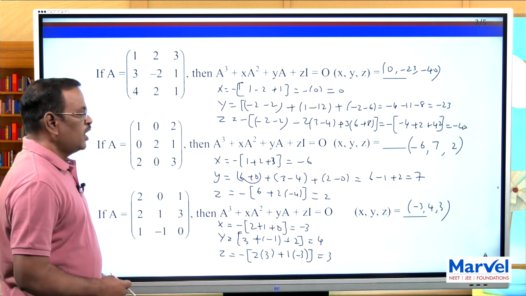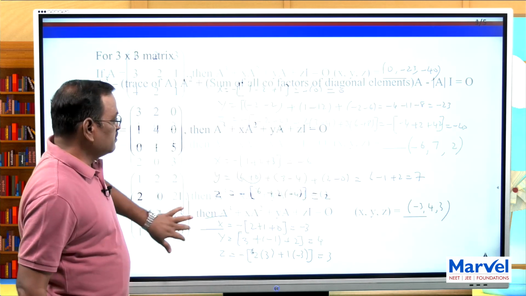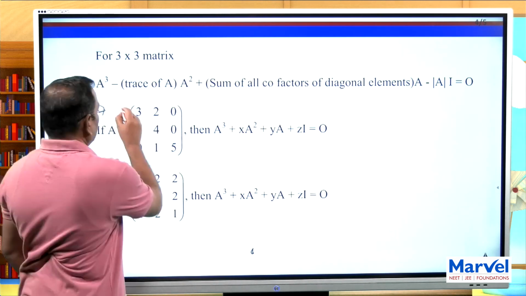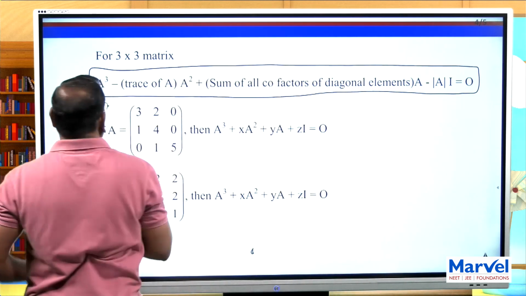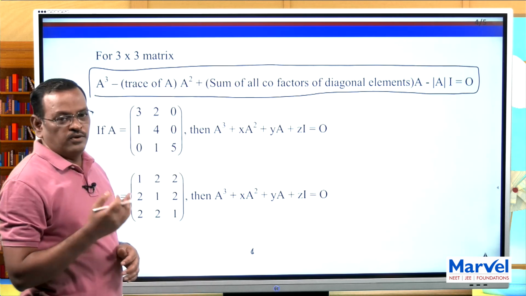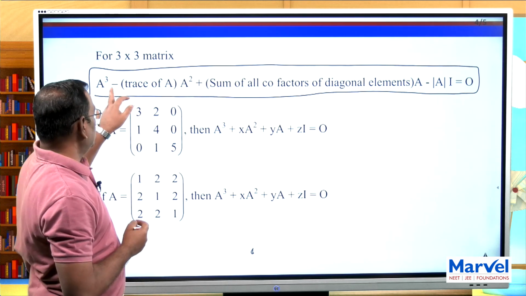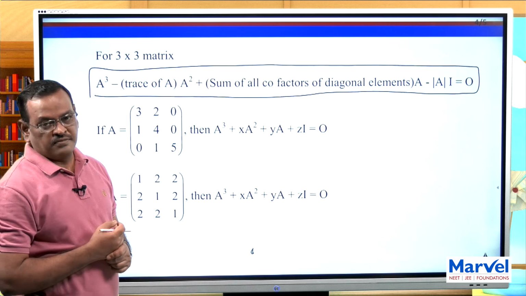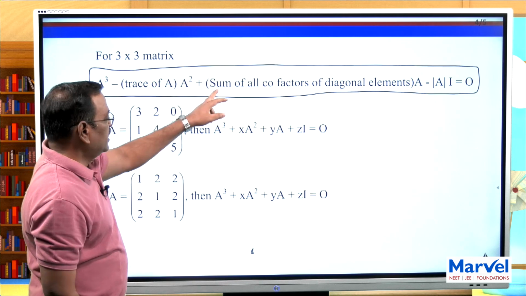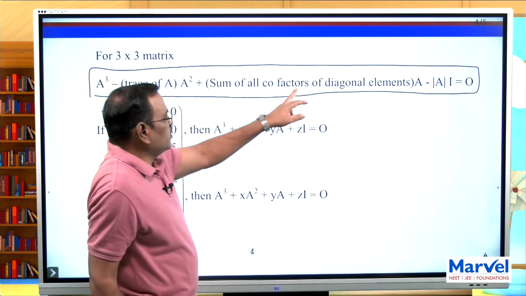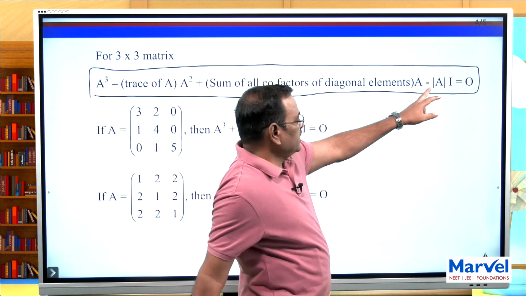Now, how to apply this concept using this technique? This is a technique for a 3 by 3 matrix. This is not there in any book. A cube plus trace of A. Trace of A, as you know very well, equal to the sum of all diagonal elements, and the coefficient of A is the sum of all cofactors of diagonal elements, minus determinant of A.